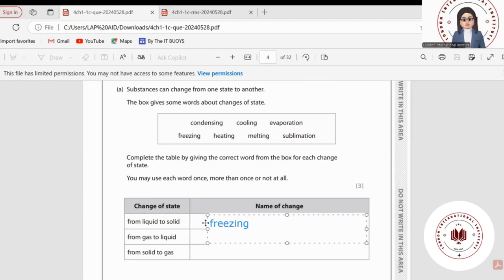For the second one, from gas to liquid, for example, water vapor to liquid. What's that? Is that condensation or cooling? What do you think it is? It's condensation. And from solid to gas, it's sublimation. We have studied these topics in class about a week ago. So these are the 3 answers.